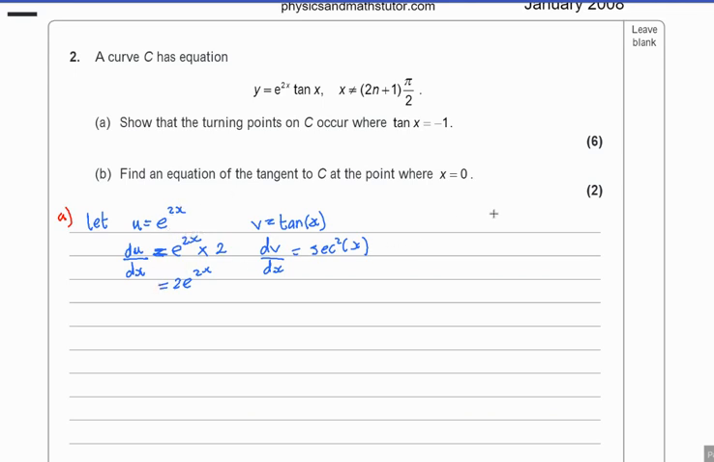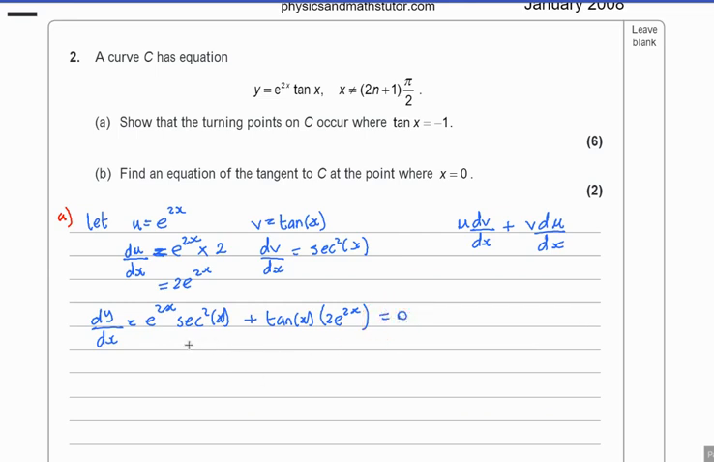So the product rule, just writing it here, is u dv/dx plus v du/dx. Okay, so that means that our dy/dx, substituting, so u is e to the 2x, dv/dx is sec squared x, plus v, which is tan x, du/dx, which is 2e to the 2x. And then because we're trying to show that the turning points occur when tan x equals -1, we put this equal to 0.